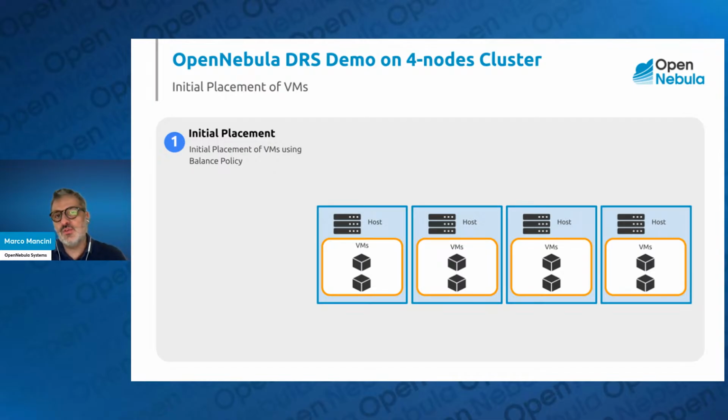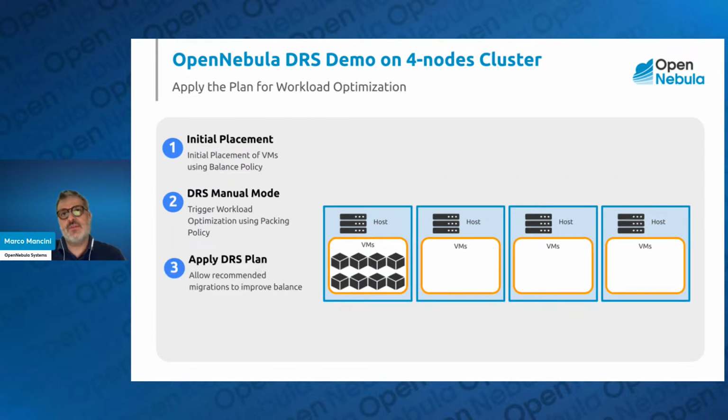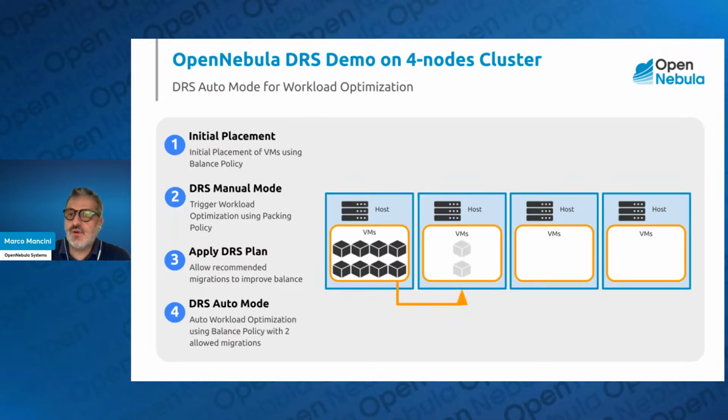Then I'm going to use the DRS in manual mode using the packing policy. So what will happen is that all the VMs will move to just one host. And then once I trigger the optimization, I can apply the plan, and then we will see the migration of the VMs. I will show also how you can use the automated mode of the DRS.